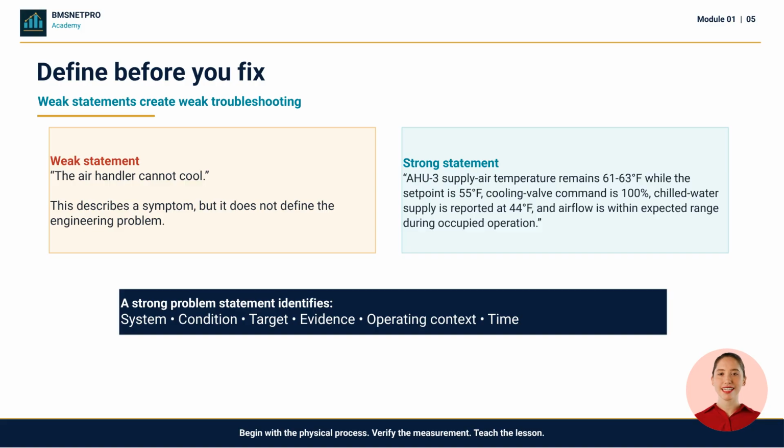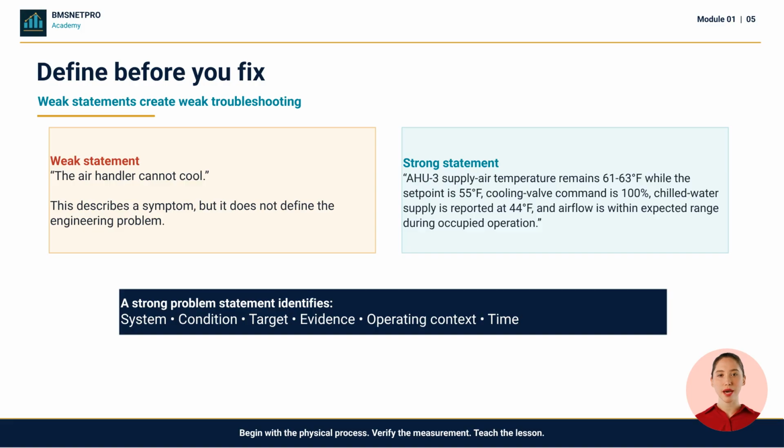The statement, "the air handler cannot cool," may be true, but it is not yet useful enough. It does not tell us which air handler, what target it missed, what measurements were observed, which mode it was in, or whether the relevant supporting systems were operating. A strong statement gives another professional a starting point that can be verified.